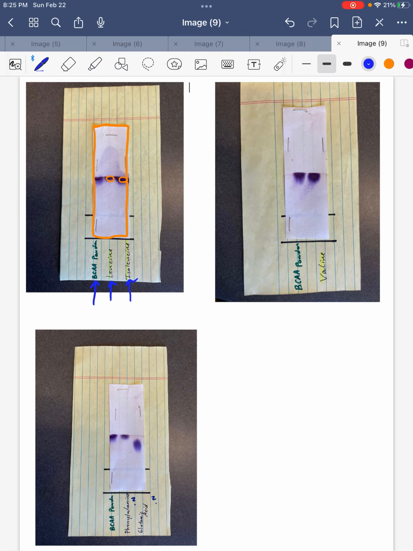Now we look at the branched chain amino acid powder. If there's a dot at the same level as these two, we would say it's positive for leucine and isoleucine. What about valine, you said? Well, we did a separate sheet of paper just because of space. Valine shows positive as a dot right here. So the branched chain amino acid powder, here's where it showed a dot. If there's a match horizontally, it's positive.